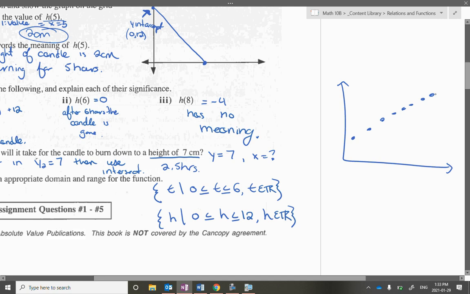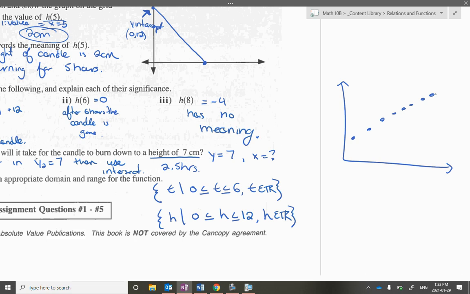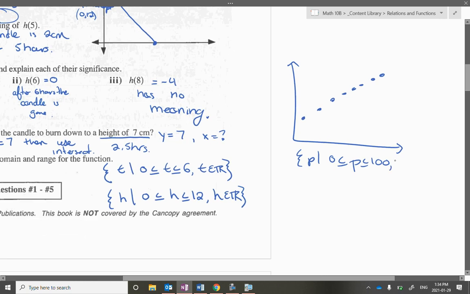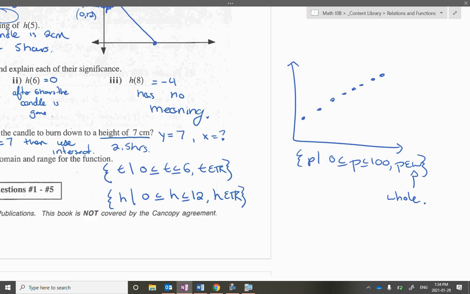With discrete data for a domain and range, you have to list out the points. But if you have a lot of points, sometimes you can still use this notation. So say we're talking about the number of people, if there were up to 100 people coming to your party, you can't have a partial person, but you could say it's an element of whole numbers, W being for whole. A whole number has no decimal places. So it's telling you right away it's every single number, 0 to 100, but I'm allowing myself to be kind of lazy and not writing out 0, 1, 2, 3, 4, all the way up to 100.